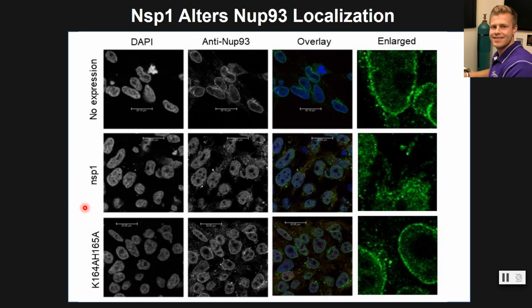When we express NSP1 for 24 hours, we do not see this nice and clear ring pattern anymore. Most of the NUP93 signal is found inside the nucleus. And then when we express the inactive mutant that doesn't bind to NUP93, we again start seeing this clear ring structure, confirming that NUP93 is now present on the nuclear envelope.